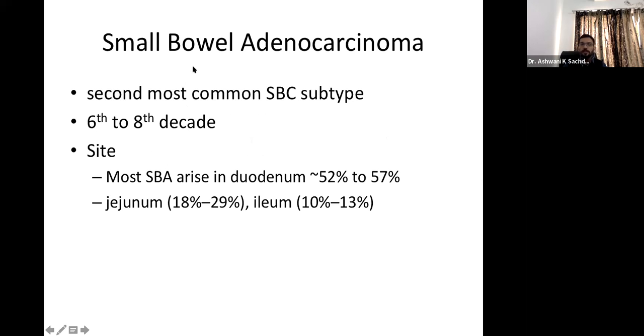Discussing small bowel adenocarcinoma, it is the second most common small bowel cancer subtype. Most common is carcinoid. It develops in the 6th to 8th decades, and adenocarcinoma most commonly develops in the duodenum, 50 to 70%, followed by the jejunum, and lastly the ileum.